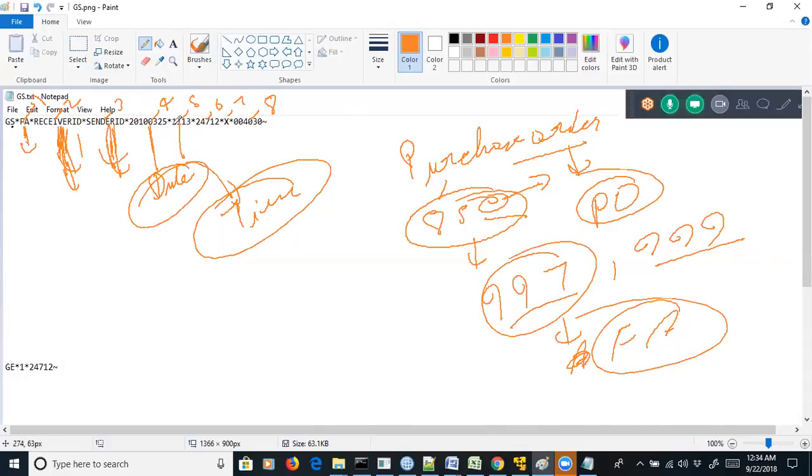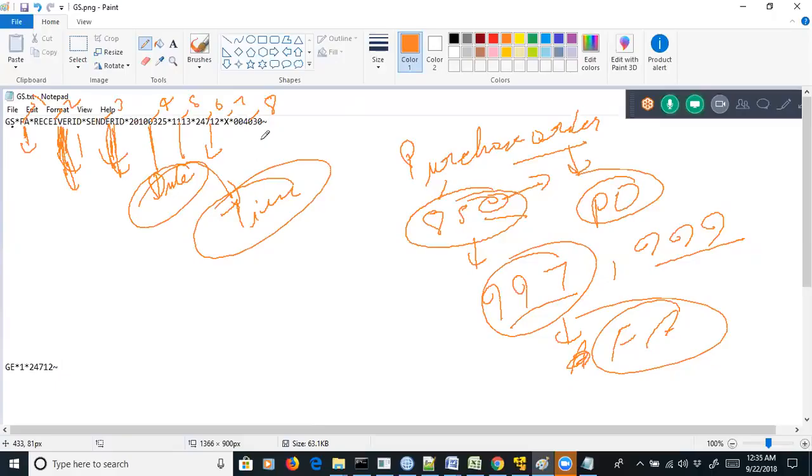This is 4, 5. So 6 is nothing but your group control number. And this group control number is same as your control number in the ISA, but the only difference is this control number will always be unique for every group.